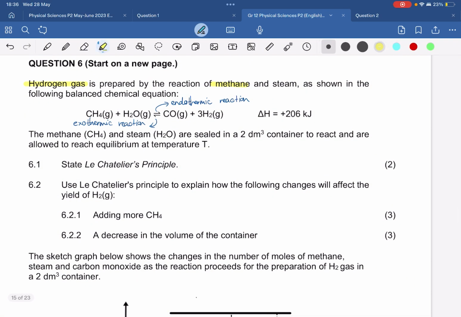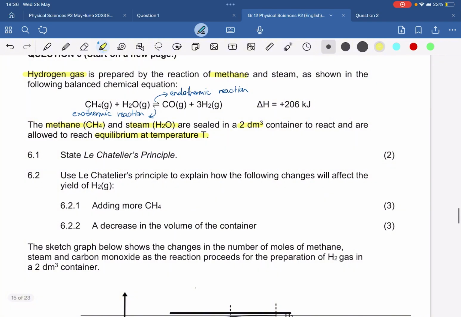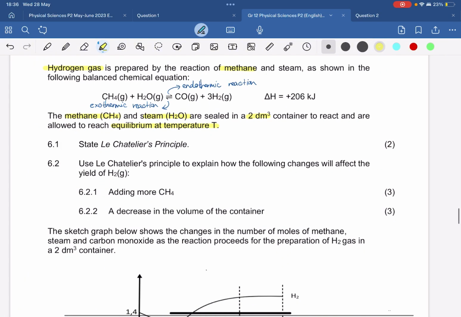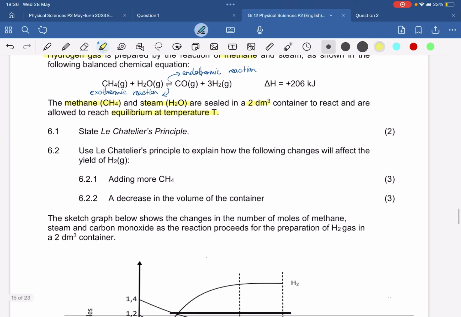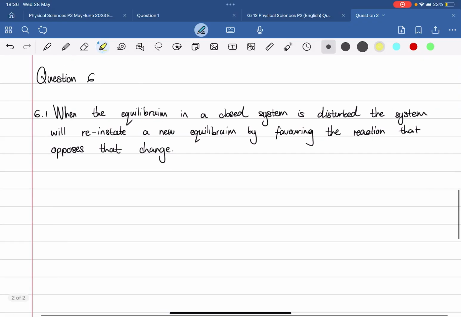Further on, we're told that methane and steam are sealed in a 2 decimeter container to react and are allowed to reach equilibrium at a temperature of T. 6.1 then asks us to state Le Chatelier's principle. So I've gone ahead and written it for us already. It simply states that when the equilibrium in a closed system is disturbed, that system will reinstate a new equilibrium by favoring the reaction. So it can either favor the forward reaction or the reverse reaction that opposes that change.